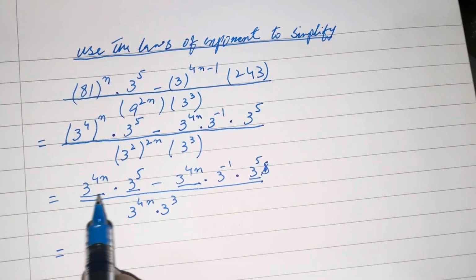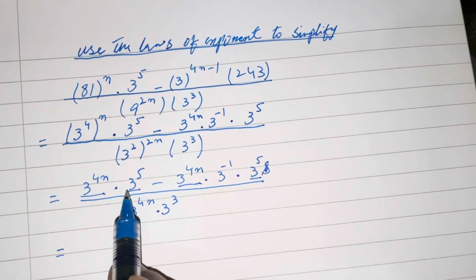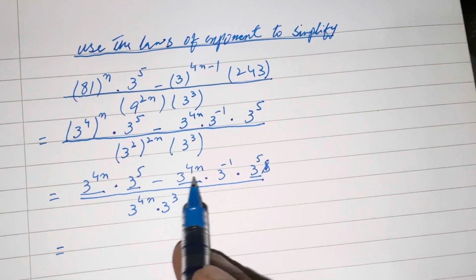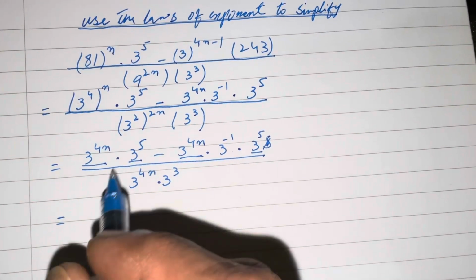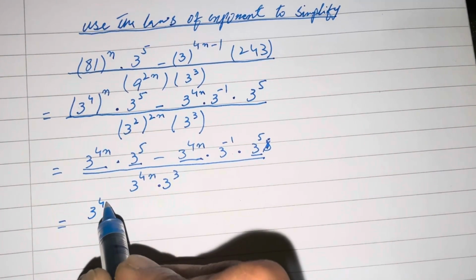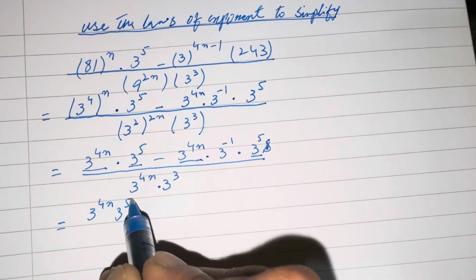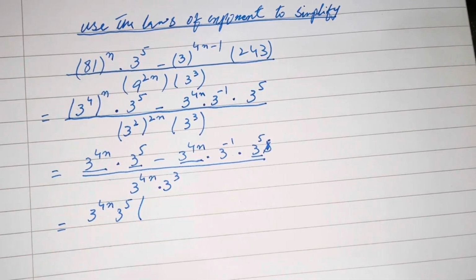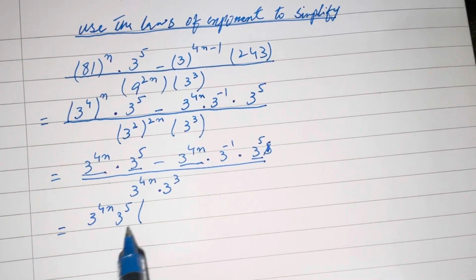So we can take the common from these two terms from that expression which is in the numerator. So that can be written as 3 raised to power 4n and 3 raised to power 5. You will take this common. Now what will come inside the bracket?